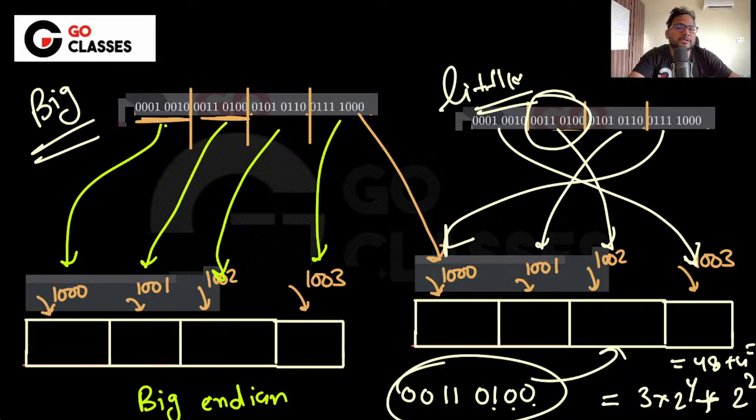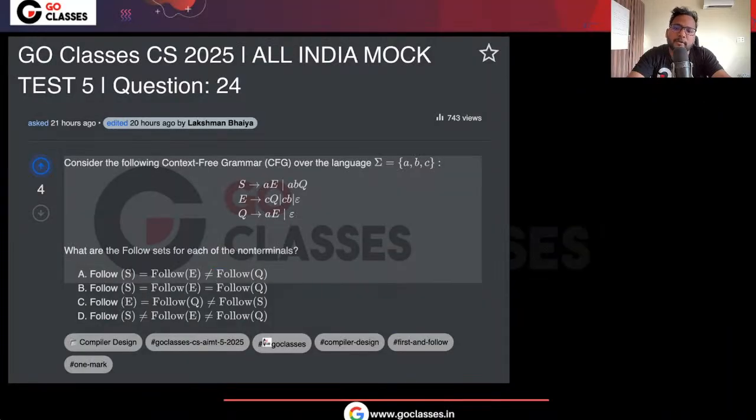Okay, recently only they started focusing on these concepts. I think earlier also they have asked, but yeah, recently they have started focusing. Okay, now let's just see this. So in this question, they're just asking the follow of S, E and Q, right? So if you notice, all the follows will be just the same, which will be dollar only, right?